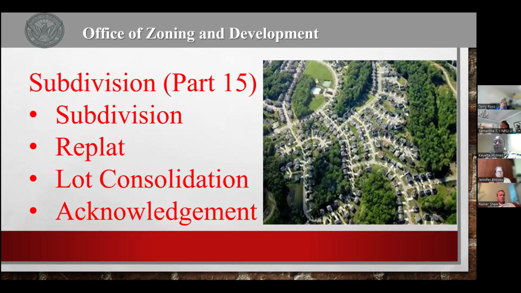We also, in my office, deal with subdivision. Subdivision is in part 15, and that is how we subdivide land to create new lots or to acknowledge an existing lot in the city. Subdivision is related to residential property. Replat and lot consolidation. Replat is related to usually commercial properties. Lot consolidations can either be residential or commercial, and not lot acknowledged.